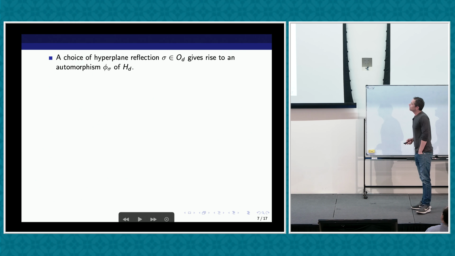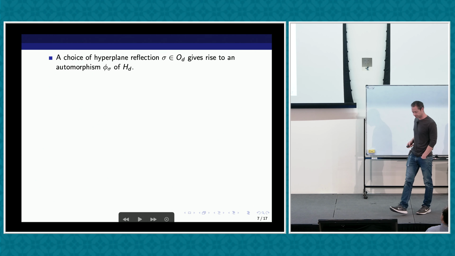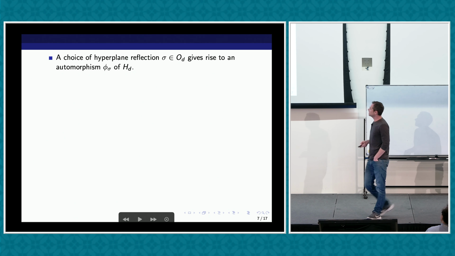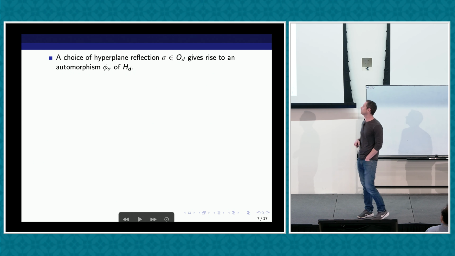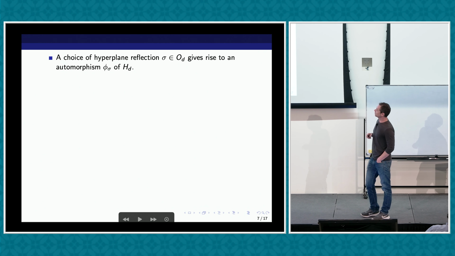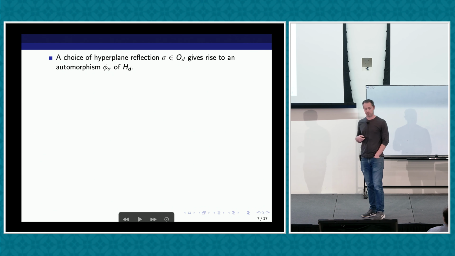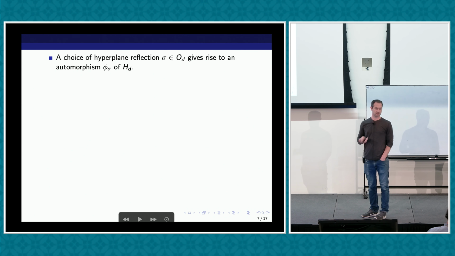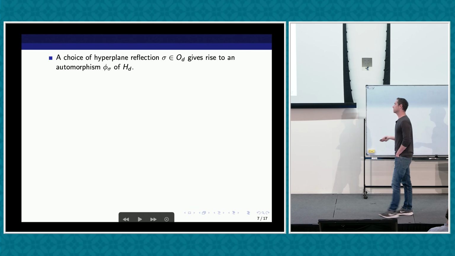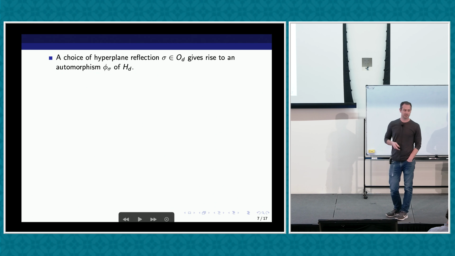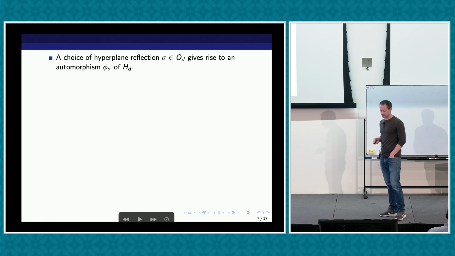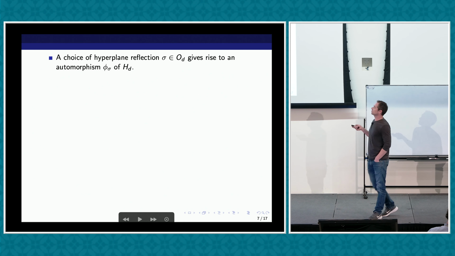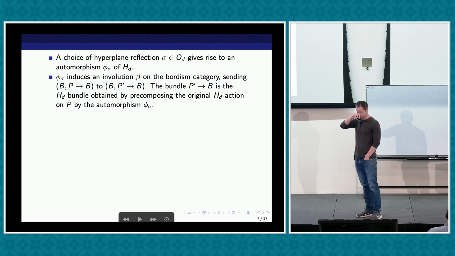All right, so now for the reflection part. There's an involution on the bordism category, and one way to get it is to fix a hyperplane reflection. So a priori it will look like it depends on this choice of hyperplane reflection, but you can actually remove this dependency by doing the construction a slightly different way. I'm not going to do that because this is just a bit easier, and it doesn't actually matter that it depends on this reflection anyway. But in my setup, this beta will depend on the reflection.